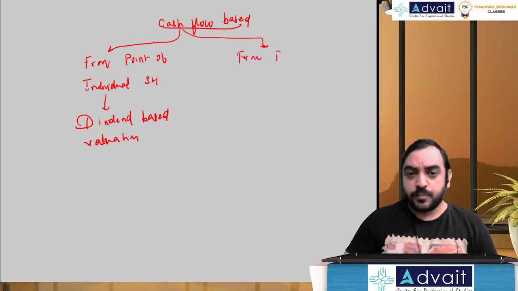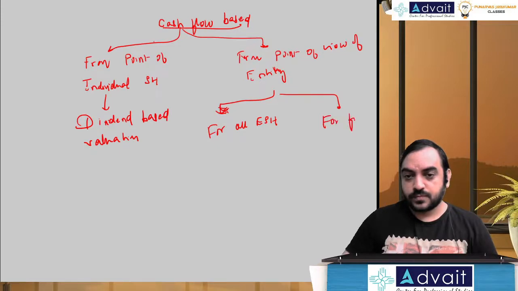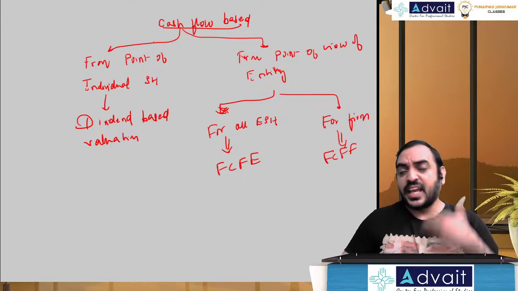from the point of view of the entity. There again, 2 points are there. One is for equity shareholders, for all equity shareholders together, or for the firm. How do you differentiate? For all equity shareholders, we have something called FCFE, free cash flow to equity. Whereas for the firm, FCFF, free cash flow to firm.